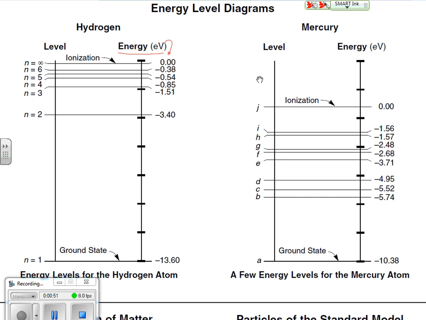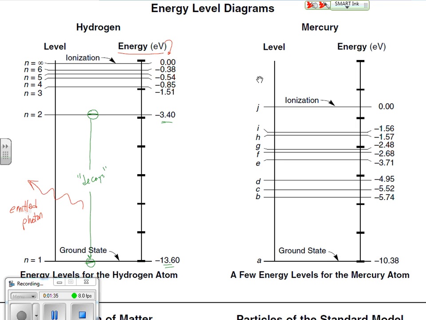So for example, let's say we have an electron in the n equals 2 state. Well, if that electron decays back to the ground state, that electron has undergone a change in energy from that to that. And what happens in that case is that the atom does this. This is what we call an emitted photon. A photon is a light particle, or a bundle of light energy.